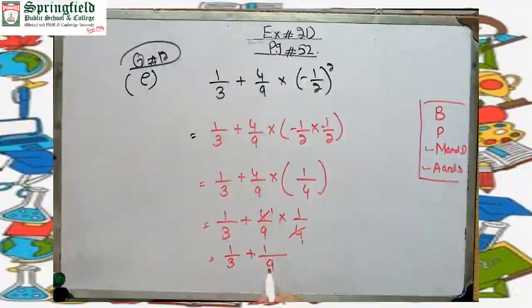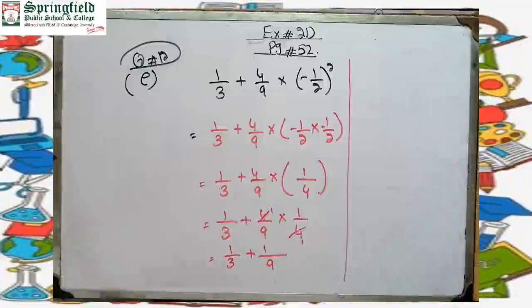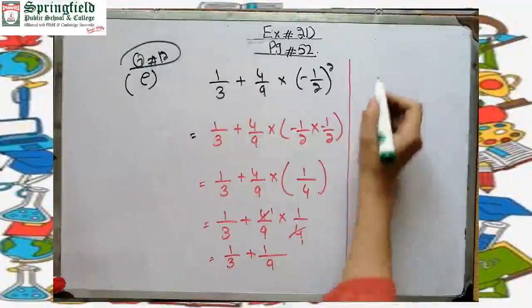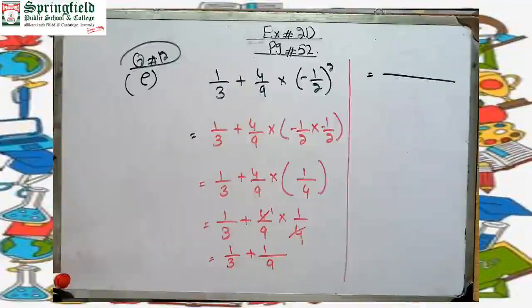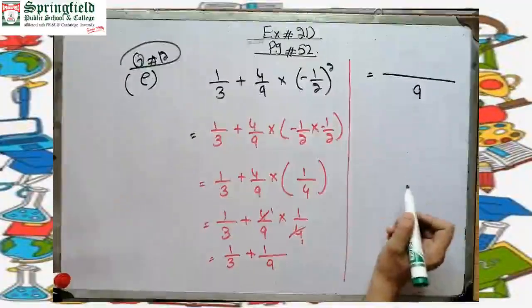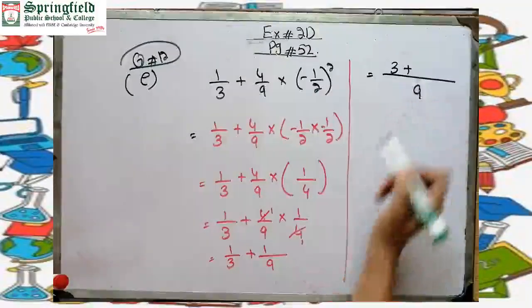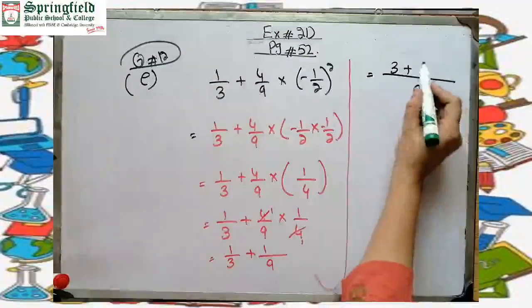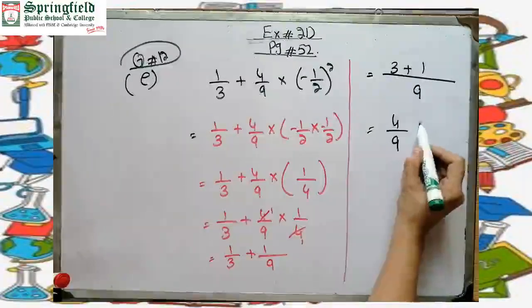So 1 by 3 plus 1 multiply 1 is 1, 9 multiply with 1 is 9. 1 by 3 plus 1 by 9: there are two numbers and they are adding now. How can we add these two numbers? By finding the LCM of the denominators. The LCM of 3 and 9 is 9. Then 9 divided by 3 is 3, 3 ones are 3, 3. Plus 9 divided by 9 is 1, 1 multiply with 1, 1. So 4 divided by 9. This is your final answer.